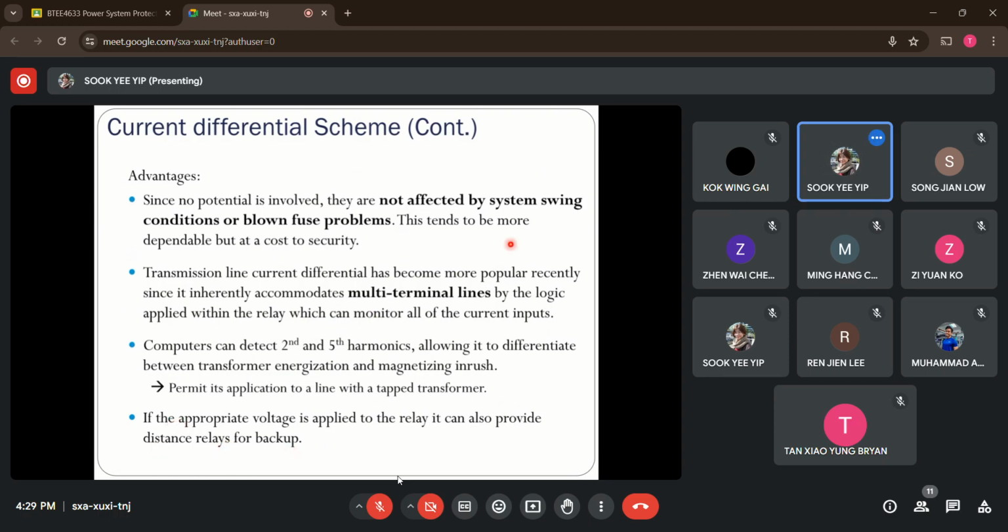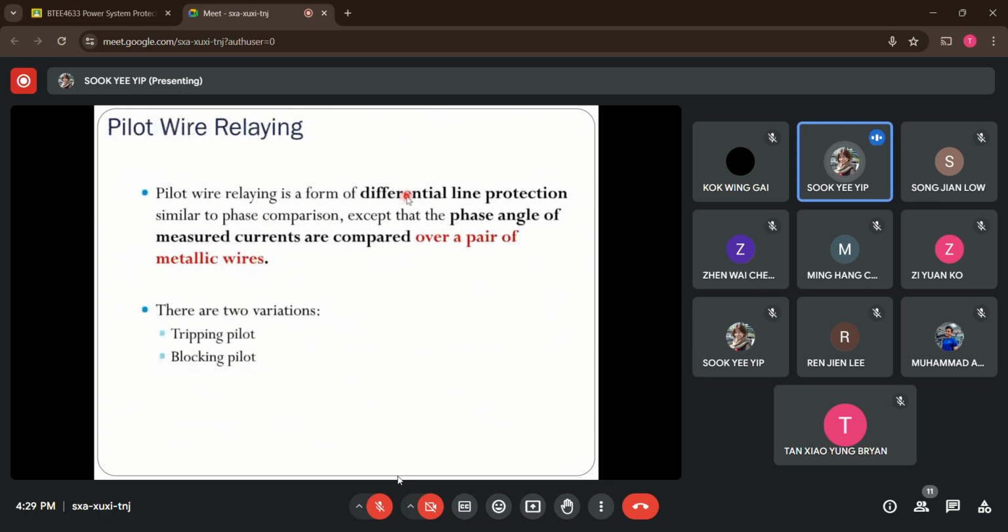as well. All right, so now let's move to the next scheme we have, which is known as the pilot wire relaying system. As we know, the pilot wire relaying system's operation is actually a form of differential line protection. It's similar to the phase comparison scheme we have already discussed. It's just that the phase angles of the measured current are compared over a pair of metallic wires, which is via the pilot wire.